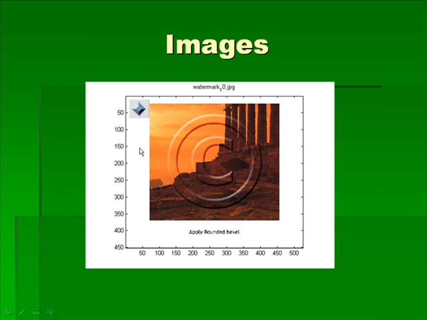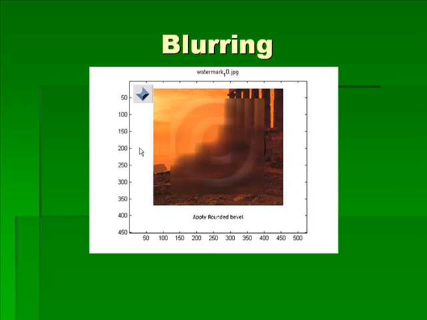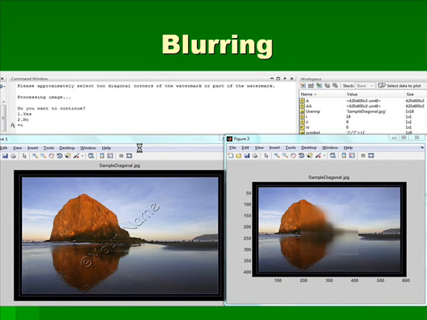Now we have some samples of images. This is the original image of a watermark. And then after linearization, you can see that it's a little bit choppy, but the watermark is sort of removed. And with the process of blurring, you can see that the watermark is pretty well hidden. However, so is the image. And here's another example of the original image and blurring.